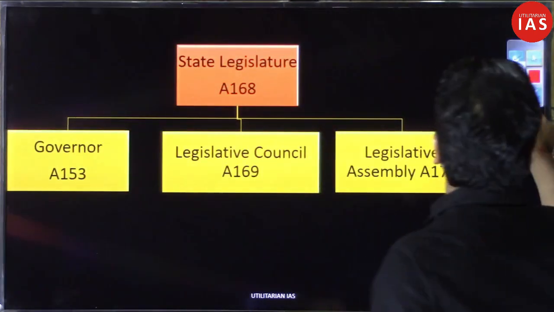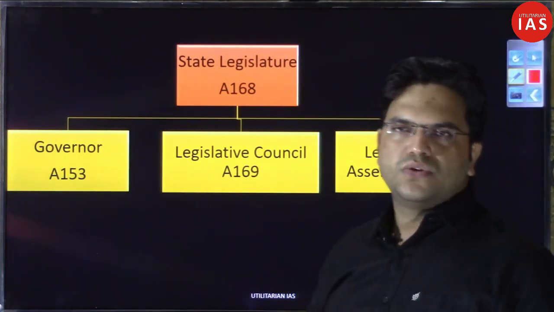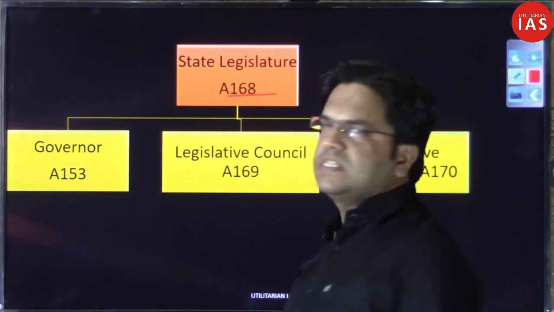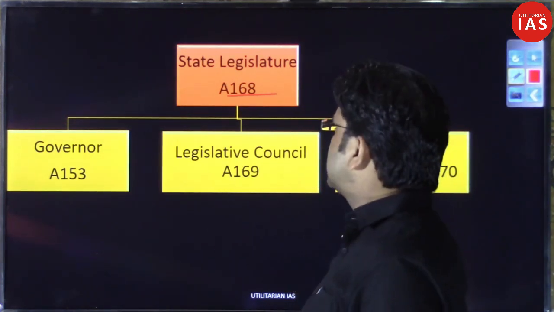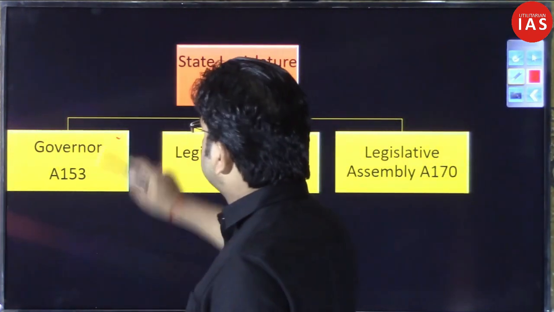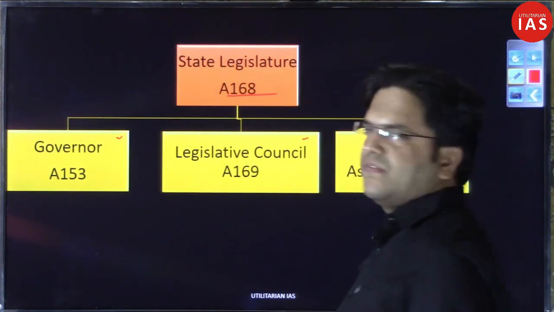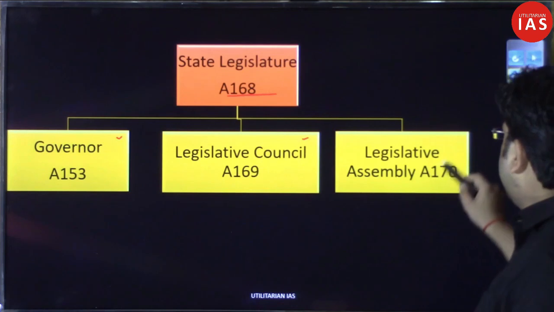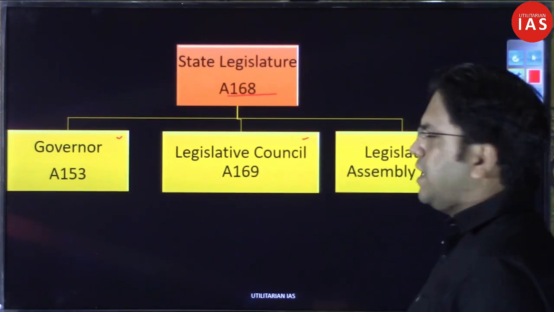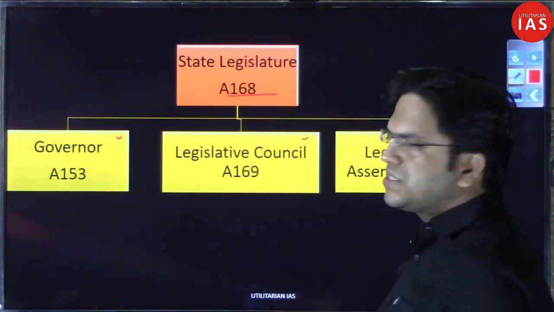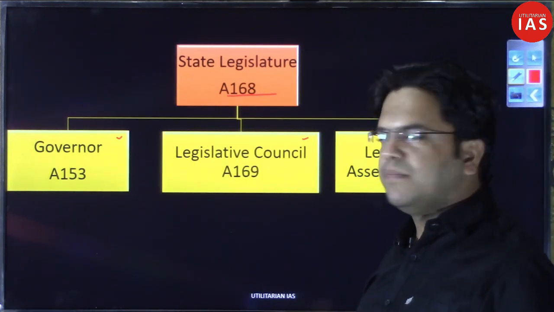Now we are moving to discuss the state legislature. You have Article 168, which talks about what will consist of the state legislature. The state legislature will consist of the Governor, then the Legislative Council, that is the upper house, and the Legislative Assembly, that is the lower house. If you remember, we had a similar structure regarding Parliament as well.